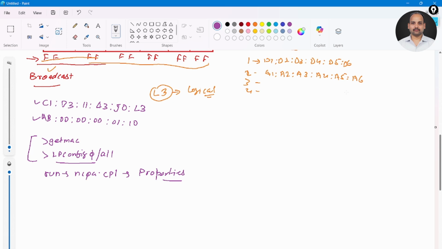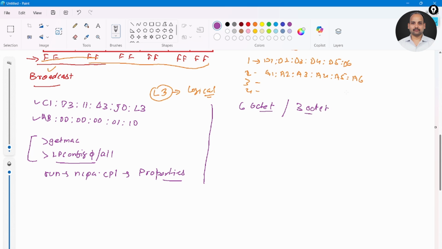So this is all about the MAC address: what the MAC address is, how many bits it uses, and which format it uses. This is hexadecimal. Also, one more thing I want to highlight. There are two valid formats for your MAC address. One can be 6 octets, or it can be 3 octets.